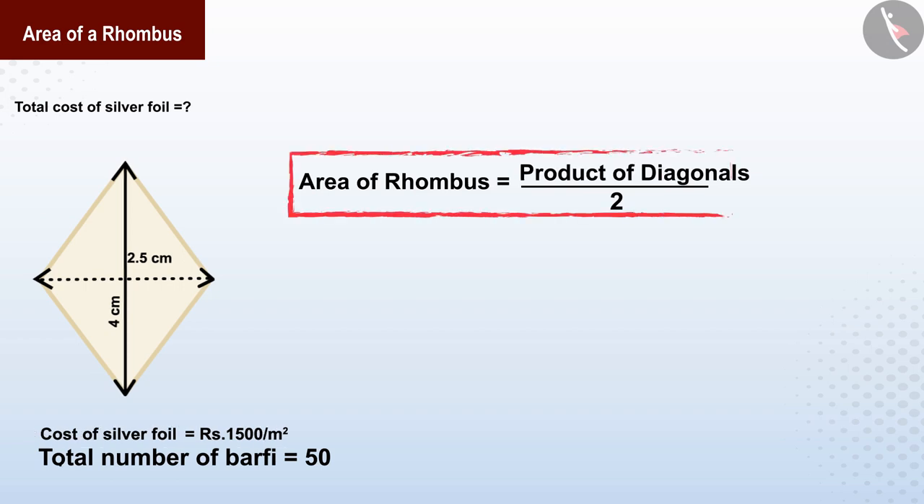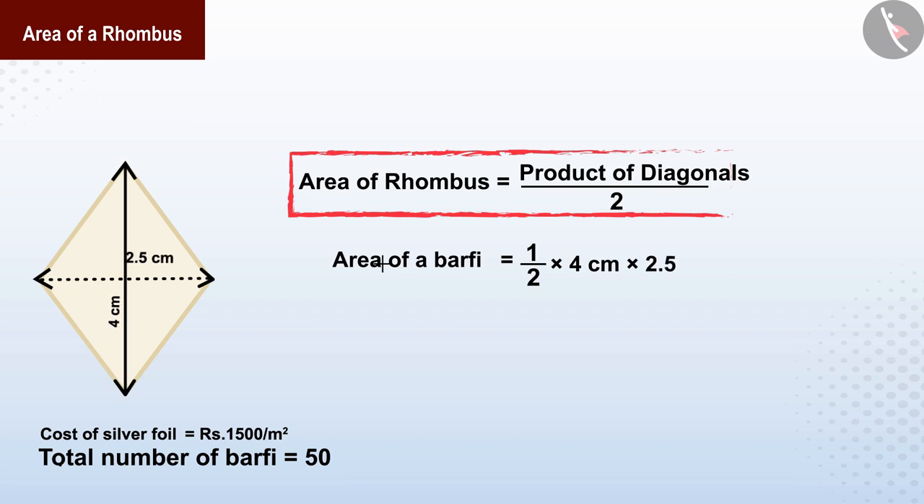The diagonals of each barfi are 4 cm and 2.5 cm. So let us find the area of a barfi, which is 1 by 2 times 4 cm times 2.5 cm. That is 5 square centimeters.